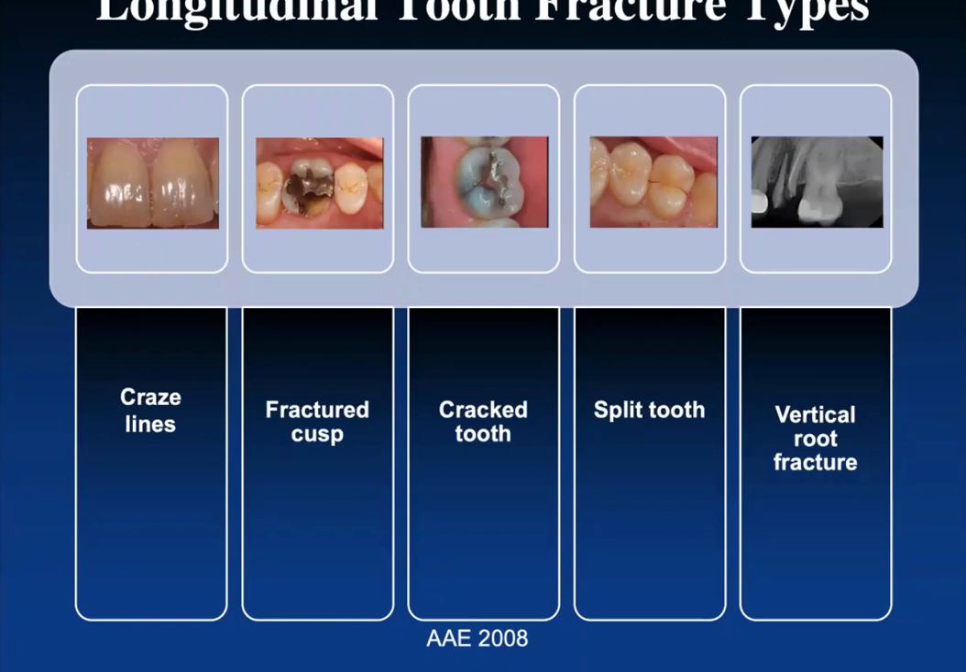For the split tooth, mostly extraction. And for vertical root fracture, as we said, if it's single rooted, it's extraction. If it's multi-rooted, it will be amputation or extraction.